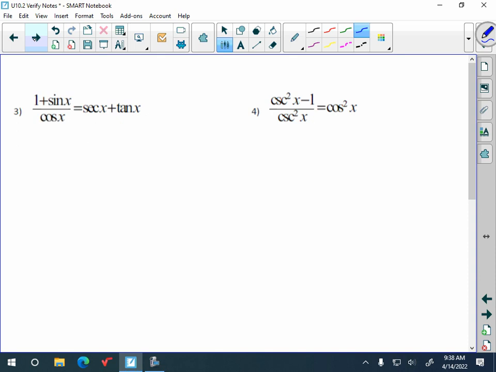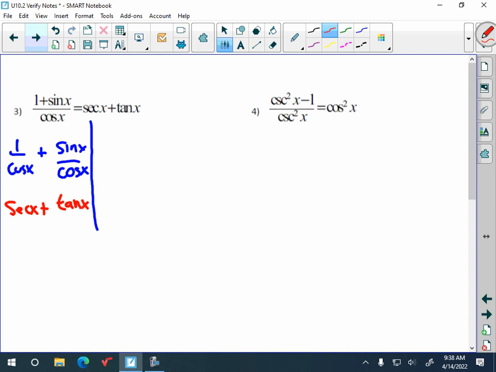So what we're going to do on this problem, and we saw it the other day, is split this up into 2 fractions. We want that cosine x to go underneath both terms as 2 separate fractions. So we have 1 over cosine x plus sine x over cosine x. Now 1 over cosine x is secant x, and sine x over cosine x is tangent x. And we just proved it.